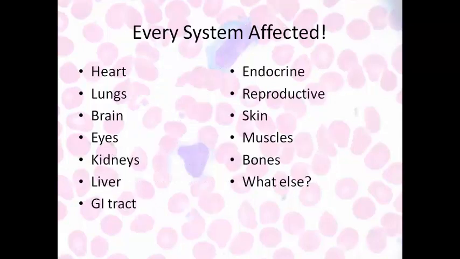Essentially, the point is that every system of your body is affected. I have the little "what else" question there, just in case I forgot something. But just like with diabetes, if it has a blood vessel, it's going to be affected. And so after decades of dealing with sickle cell disease, you start to have chronic malfunctioning of various systems in the body, and that's why we see the shortened life expectancy.